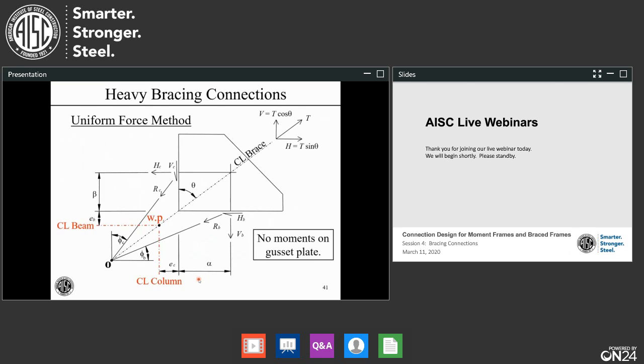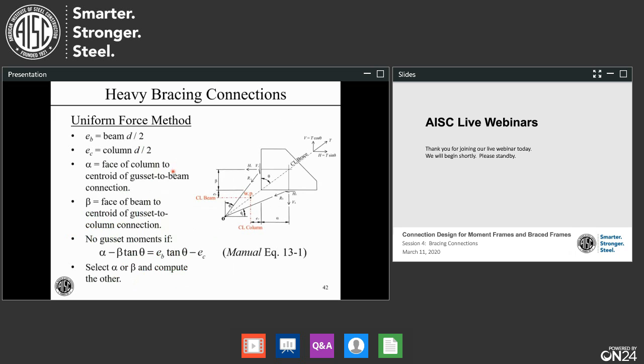So blowing it up, you see it like this. We have the brace force goes through this point 0. This work point is at the center line of the column and the beam. At the column connection, the resultant goes through 0 also, and the beam connection, the resultant also goes through this point 0. So no moment required here or over here to have equilibrium.